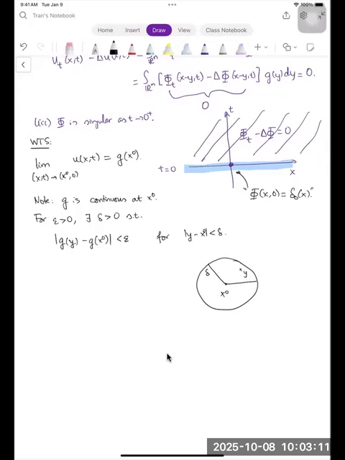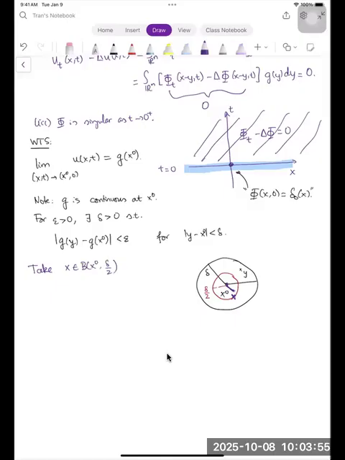Now I'm going to take x closer to x naught. It's just a matter of technicality. Now I'm taking just the radius delta over 2, and I'm going to pick x closer to x naught so that I have better control, just from here to here. So take x in the ball of center x naught, radius delta over 2.